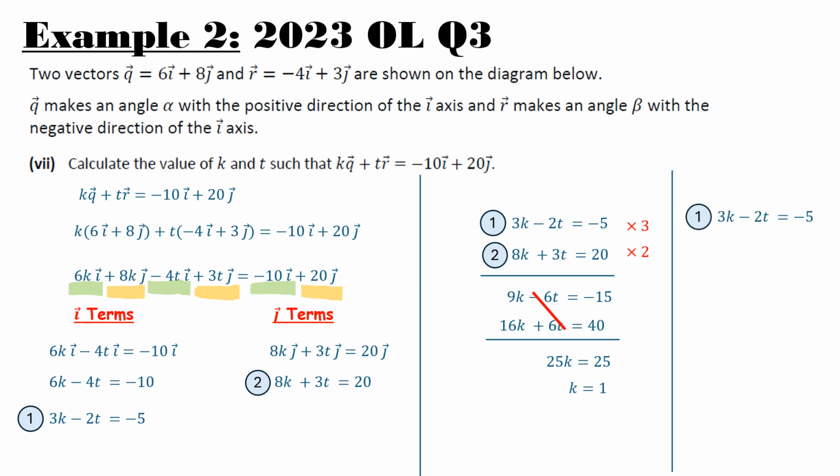I'm going to go back. You can use either equation. I'm going to go back to equation 1 and sub in my value for k. So that's 3 times 1 minus 2t equals minus 5. So that gives me minus 2t equals minus 8. Watch your signs, bring that 3 over. Divide both sides by minus 2 and we're left with t equals 4.